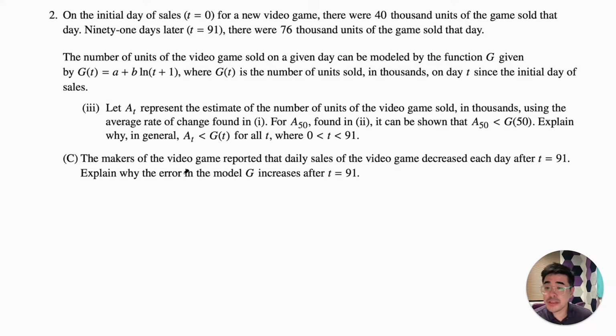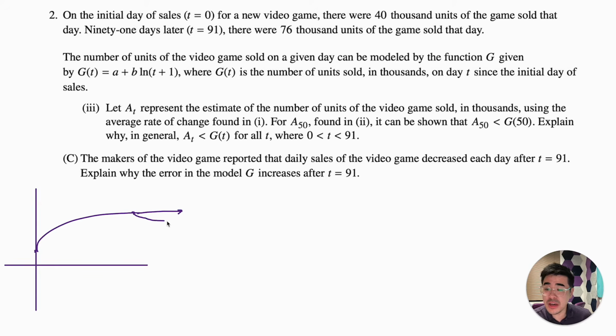Part C says the makers of the video game reported that daily sales of the video game decreased after day 91. Explain why the error in the model G increases after t is equal to 91. So let me resketch the graph here. And so basically, after day 91, the log graph by itself continues to increase. Even though it doesn't look like it's increasing, it is increasing for all t values.